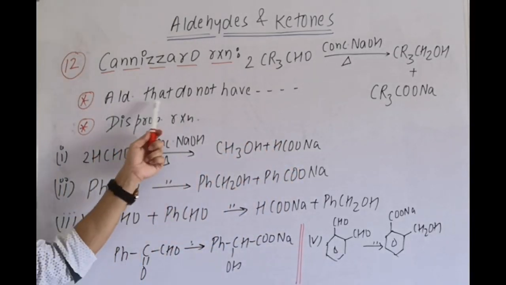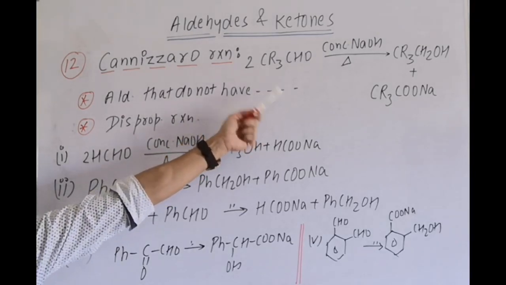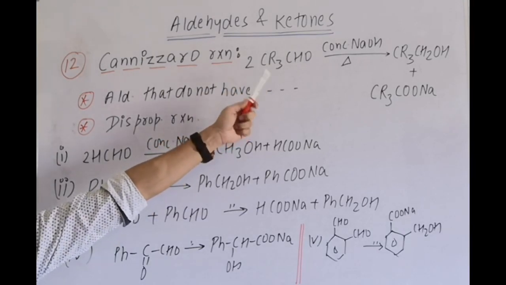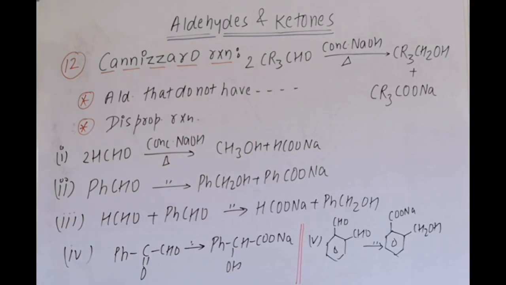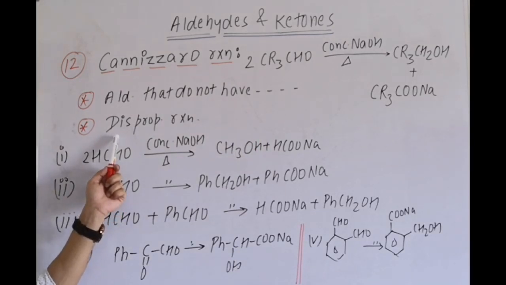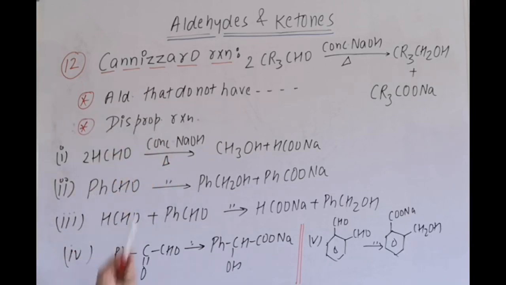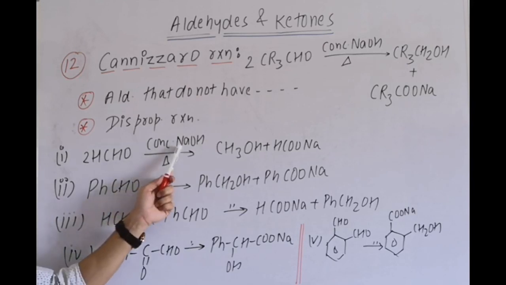Important points: aldehydes that do not contain alpha hydrogen, in strong alkaline medium, give the Cannizzaro reaction. That means one product goes towards reduction, that is alcohol, and the other becomes oxidized to carboxylic acid or carboxylate salt. Other important point: it is a redox reaction. Which redox reaction is it? Disproportionation reaction. Then an example: firstly HCHO, formaldehyde, in strong basic medium undergoes Cannizzaro.